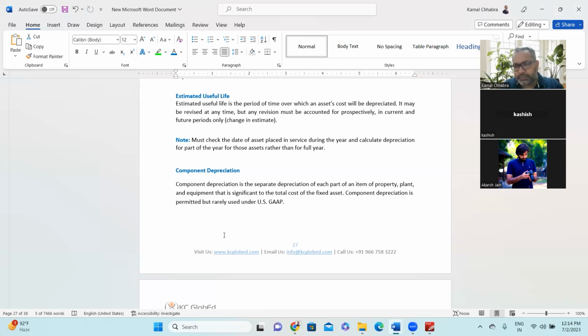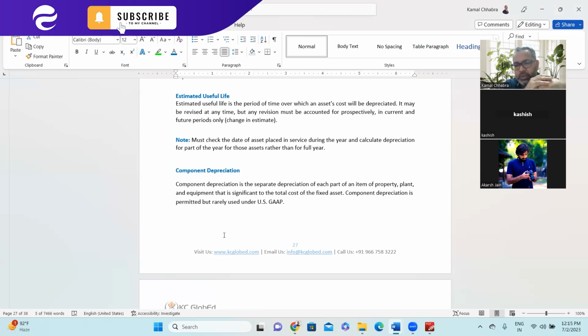And then there is the printing machinery, in that there are certain drums, right? Those printing drums may have a life of 2 years, 3 years, and every 2 to 3 years they need to change the drum. So if you see, this entire machinery has these three basic components, and all these components have different value as well as different life. So you should be depreciating them separately, right?